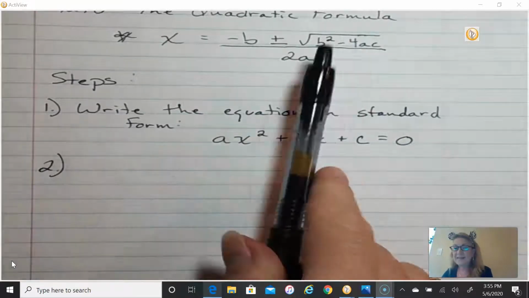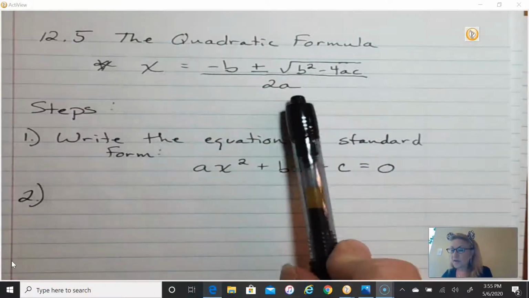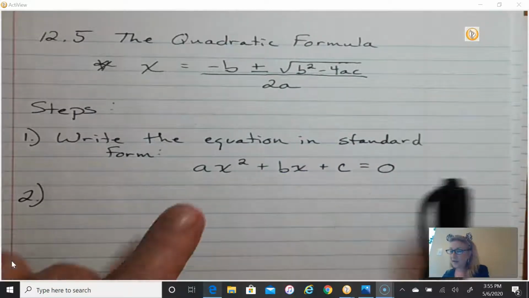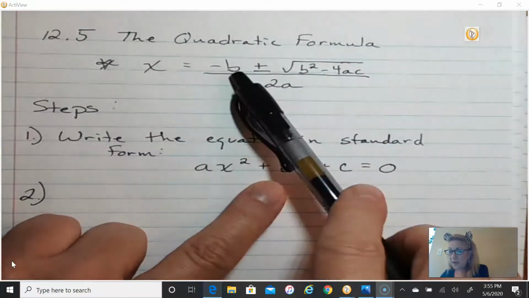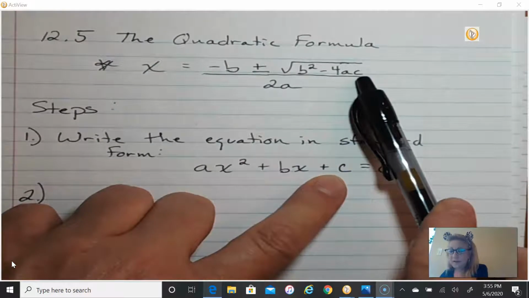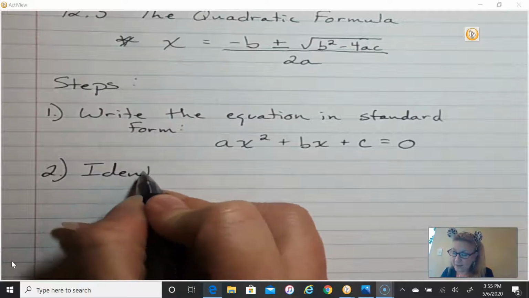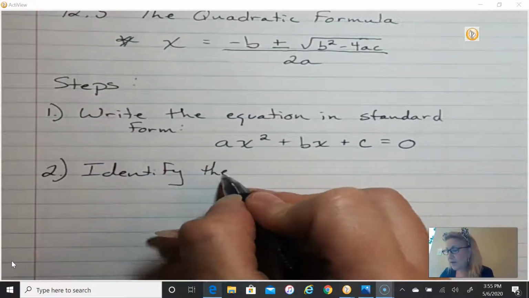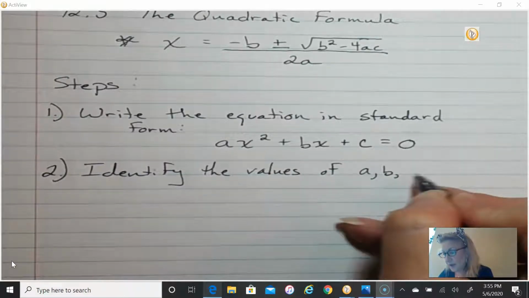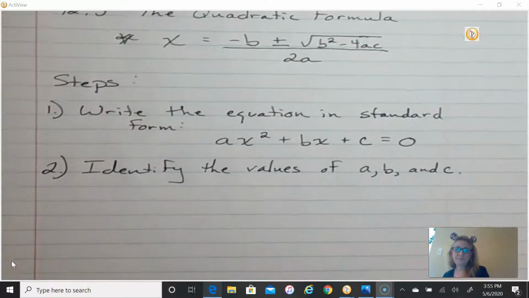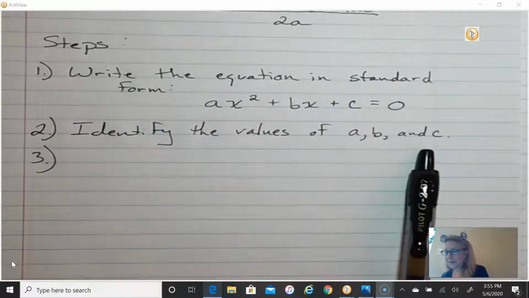Step 2. By the way, as scary as this looks, it's really not, because all you're doing is plugging in the information. Here's A. It's going to go in the slot for A. Here's your B. It'll go in your slot for B. Here's C. It goes in your slot for C. Then you go ahead and solve. Step 2. Identify the values of A, B, and C.